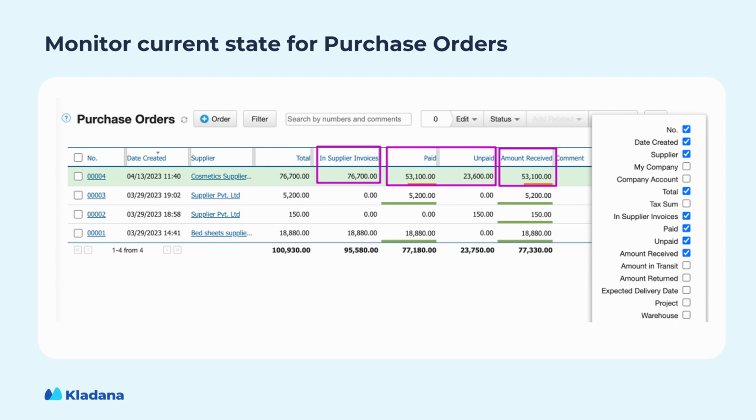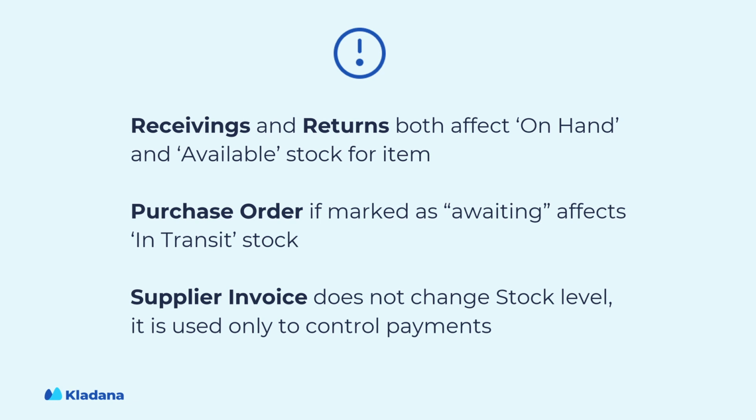partially paid, and received. Receivings and returns both affect on hand and available stock per item. Purchase order, if marked as awaiting, affects in transit stock. Supplier invoice does not change stock level. It is used only to control payments.